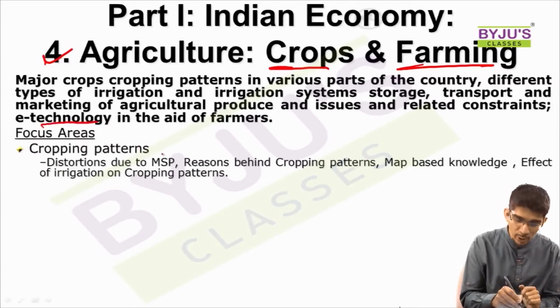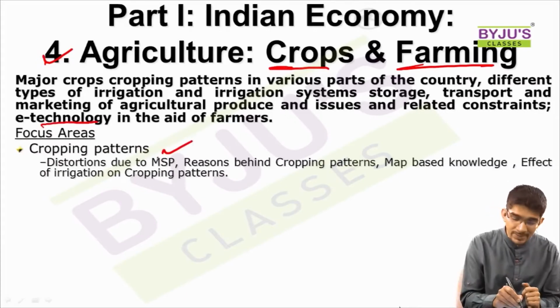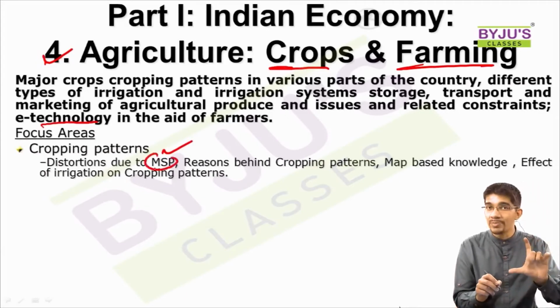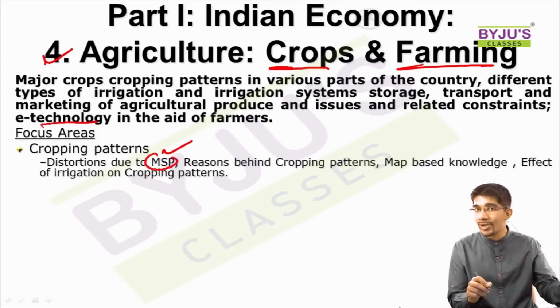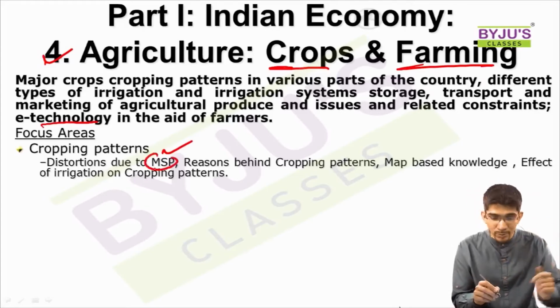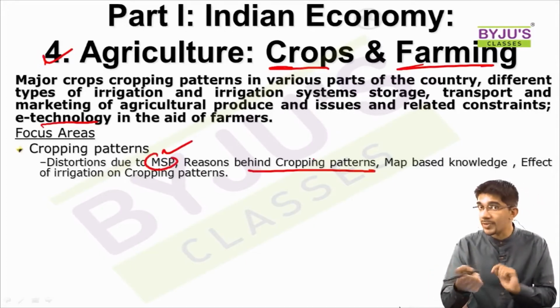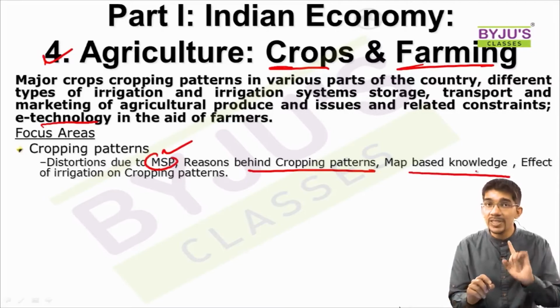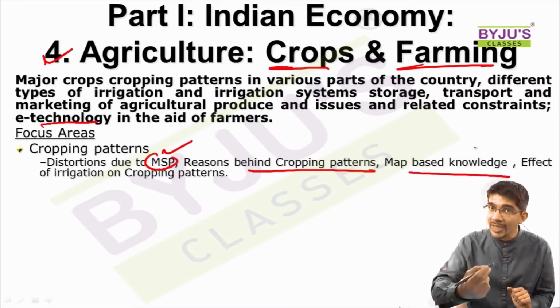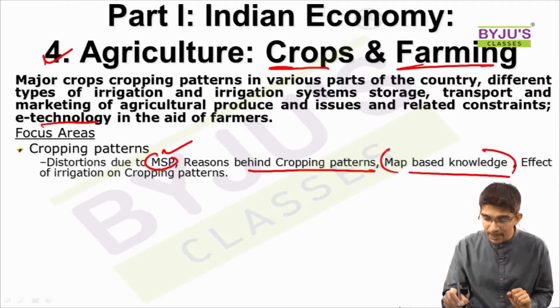So focus areas are cropping patterns. Now, how is minimum support price distorting cropping patterns? Are people cultivating more of one crop than the other because the government is promising to buy it? Reasons behind the different cropping patterns: here, this is linked to geography, history also. Map-based knowledge becomes very important here. So make sure you look at geography lectures to understand this part.